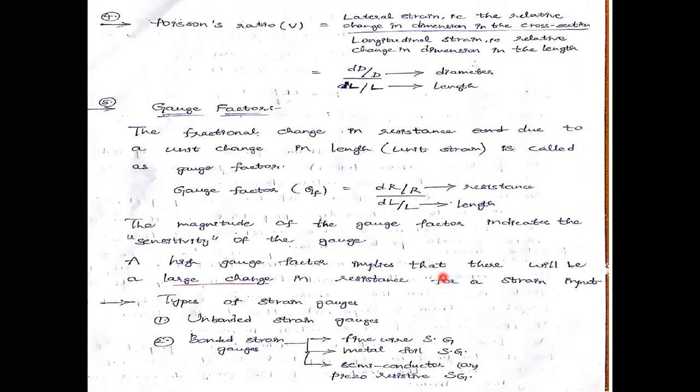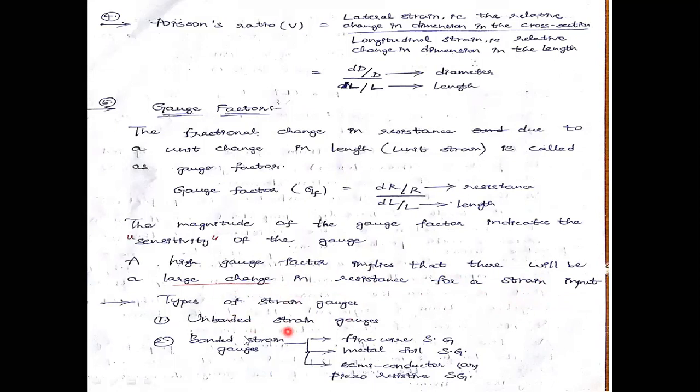A high gauge factor implies that there will be a large change in the resistance for a strain input here. If the gauge factor is high, then there is a large change in the resistance for a given strain input.